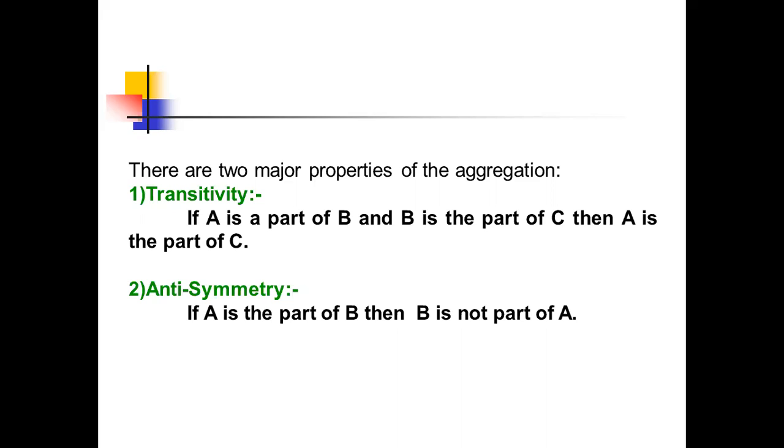Consider the example of college. If a teacher is part of a department and the department is part of the college, then the teacher is also part of the college. Then the next one is antisymmetry. Here, antisymmetry is defined as: if A is part of B, then B is not part of A.